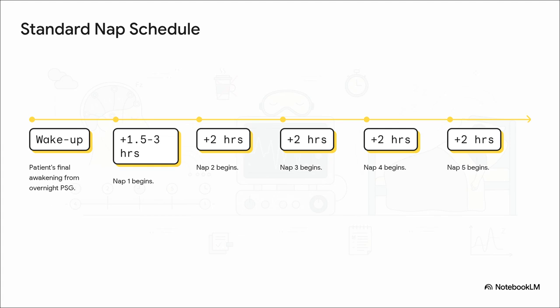It's not a suggestion. The first nap starts 1.5 to 3 hours after the patient finally wakes up. After that, it is like clockwork, a new nap opportunity every 2 hours. This strict schedule is what ensures we're measuring the patient's sleepiness consistently across the entire day.